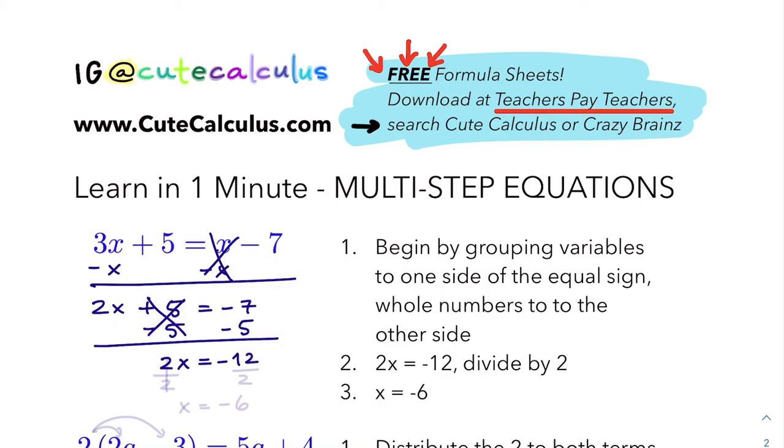And 2 is being multiplied by x. So in order to get them apart, we're going to divide. We're going to do the opposite operation. 2 divided by 2 is 1. So we're left with 1x equals negative 6.